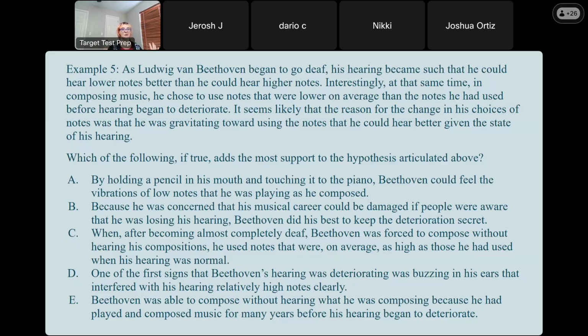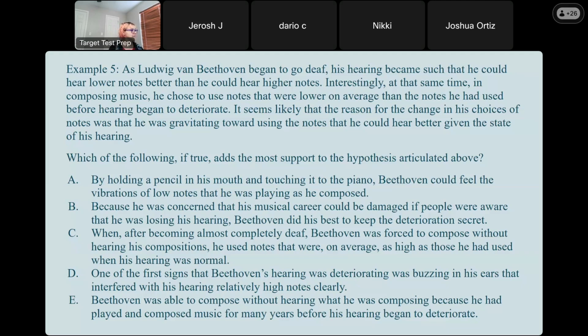But when his hearing is gone and his hearing is level again, even though it's at 0, and he can hear all notes equally again, in that he cannot hear them at all, he reverts to using higher notes again, as high as those he had used when his hearing was normal. So when the cause that is suggested, his limited hearing range, is removed and his hearing is once again even across the note board, then the effect, his lower noted compositions, is removed. So that does strengthen the argument.